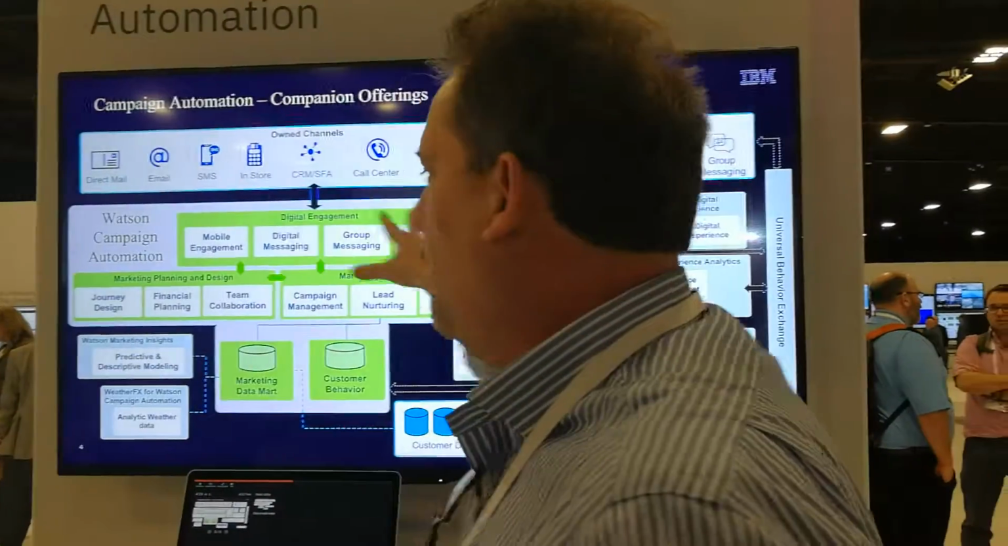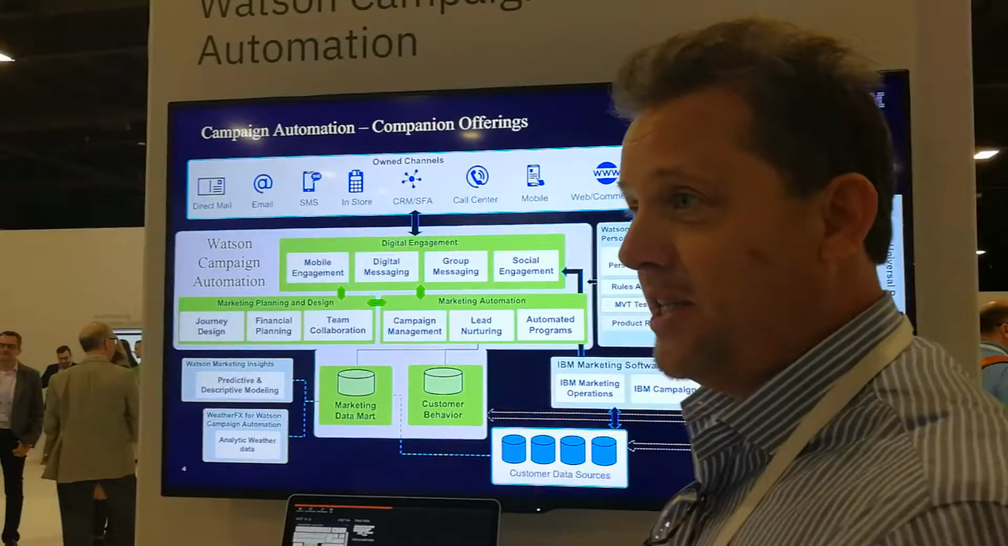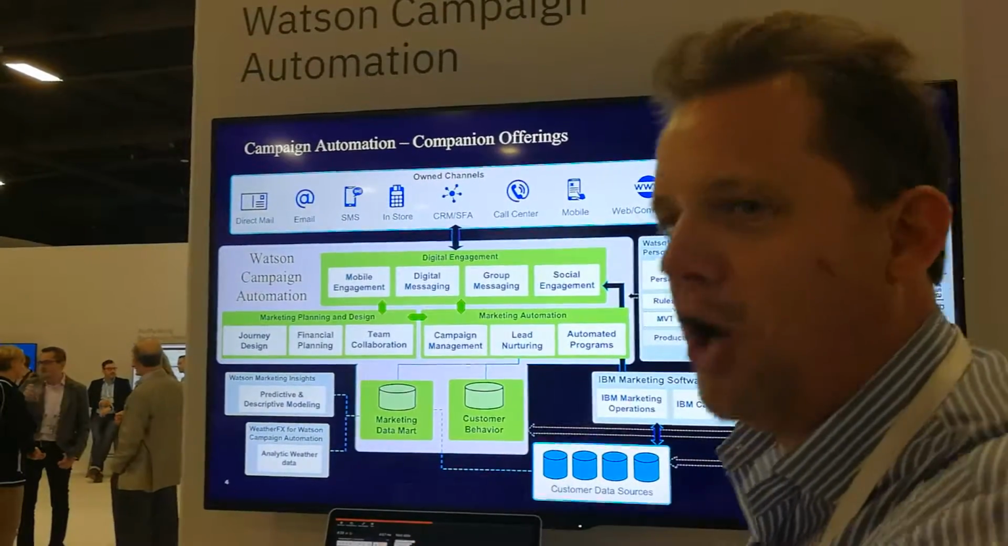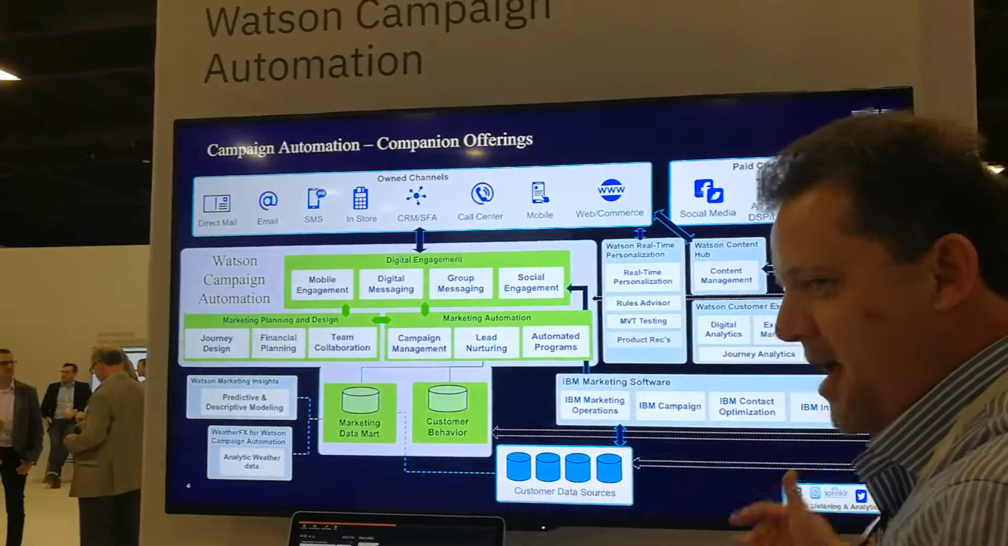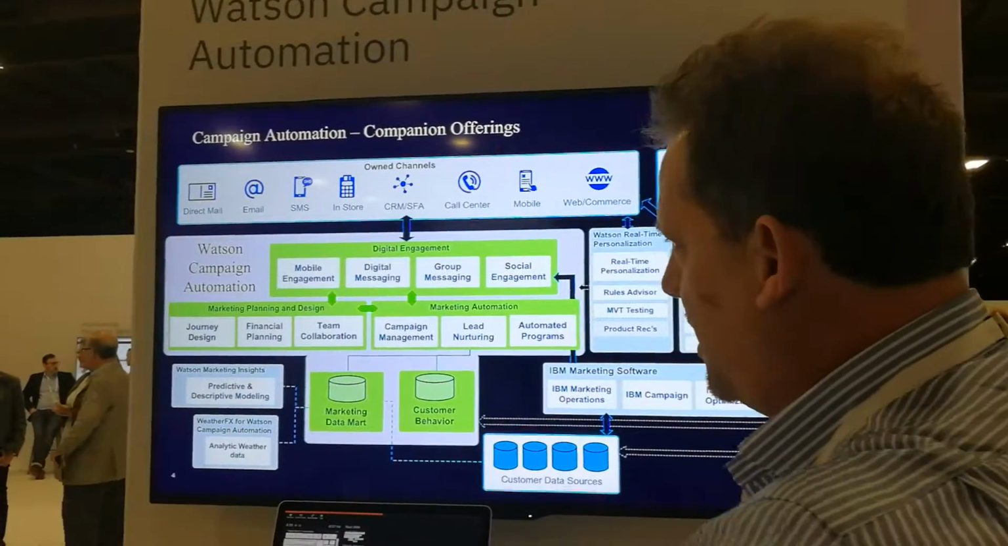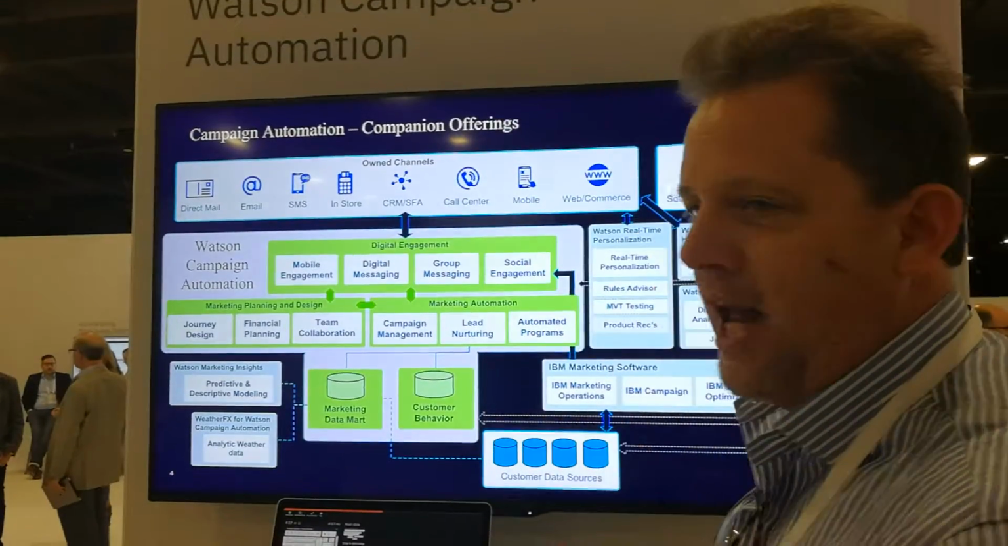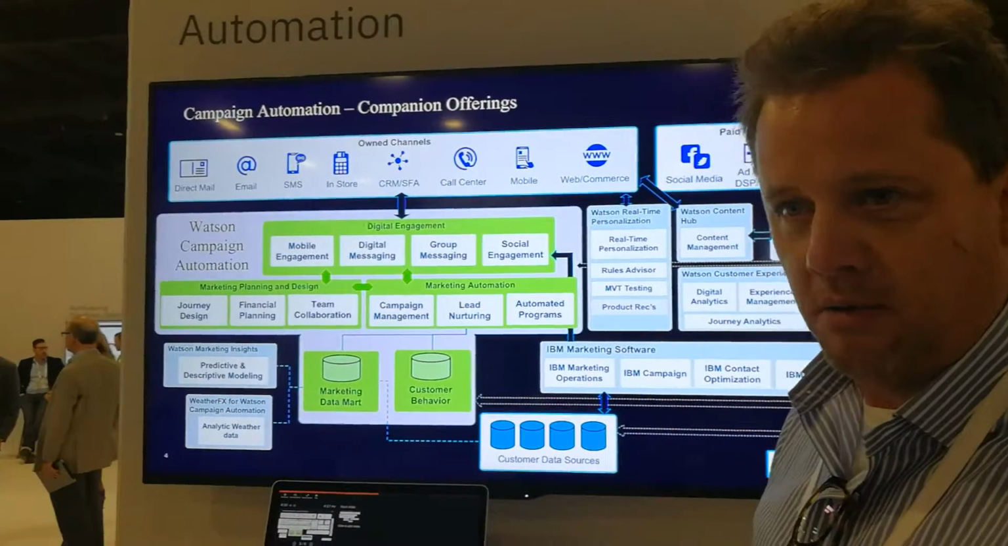So what's really cool about this model is these things are natively integrated, so you don't need to cherry pick. You don't need to use a solution from ET versus IBM versus anybody, really. All these things are now under this campaign automation, or Watson Campaign Automation, moving forward.